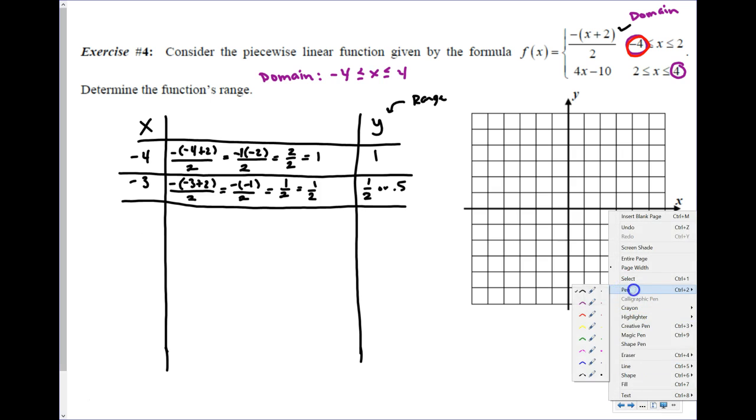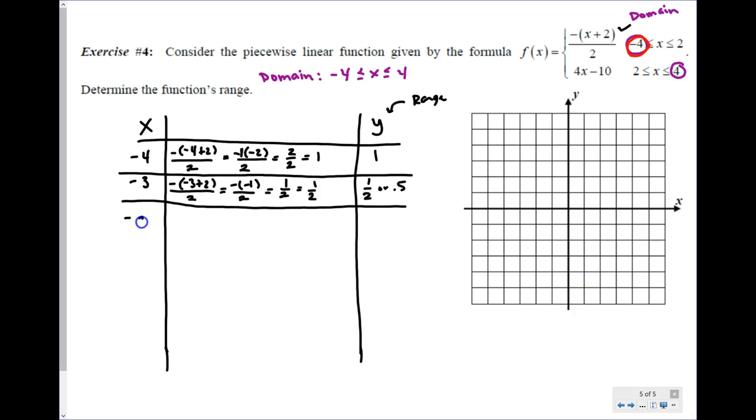The next number I'm going to plug in is negative 2. And if you want, right now you can pause this and try and fill out the rest of this table on your own. That might be a good way to practice this, making a table and finding all your values. This becomes negative 0 over 2, and 0 divided by 2 is just 0. So I get a value of 0 here.